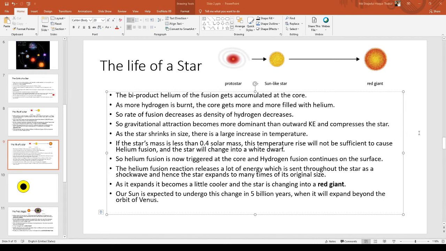Sir, does temperature matter or not? Temperature depends on mass ultimately. So yeah, it all depends on the mass.